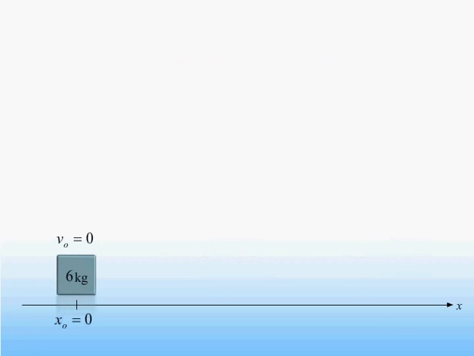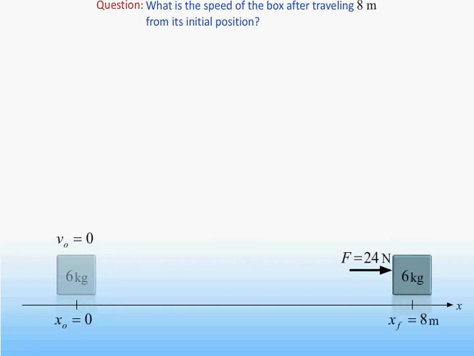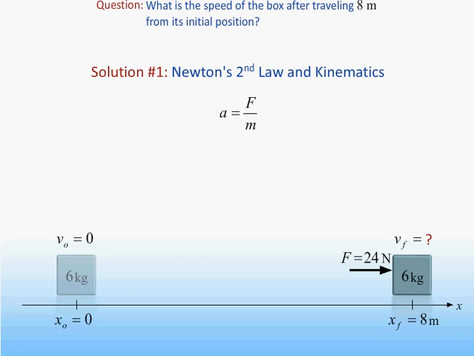Here we see a box of mass 6 kilograms that is initially at rest. A horizontal force of magnitude 24 newtons is now applied and the box begins to move. We would like to determine the speed of the box when it is at a distance of 8 meters from its initial position. How do we go about making this calculation? Well, we could first use Newton's second law to determine the acceleration, and then use this acceleration in one of our kinematics equations to determine the time it takes to travel 8 meters, and then use another kinematics equation to determine the speed at this time.